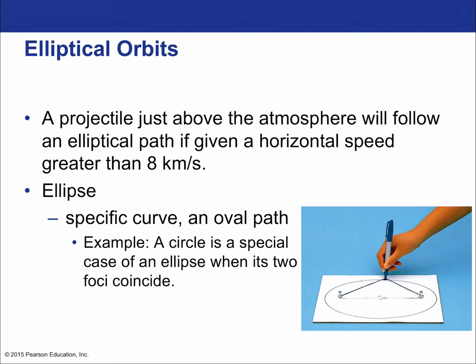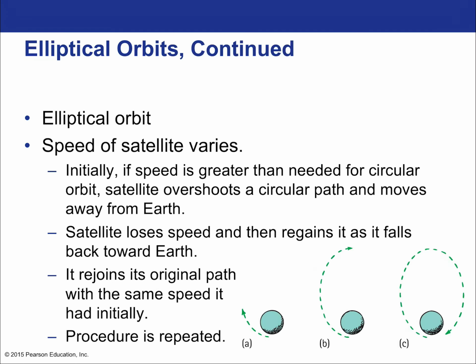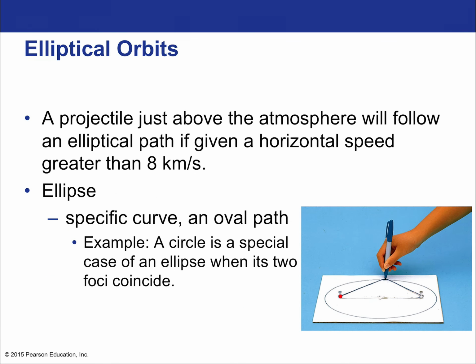So an ellipse is a specific curve. It's an oval path. A circle is a special case of an ellipse when its two foci coincide. An ellipse is defined by its foci. So the idea is it has two points that define the shape of the ellipse. If the two foci are really far apart, then the ellipse is very elongated, which is called a very eccentric ellipse, or it has high eccentricity.